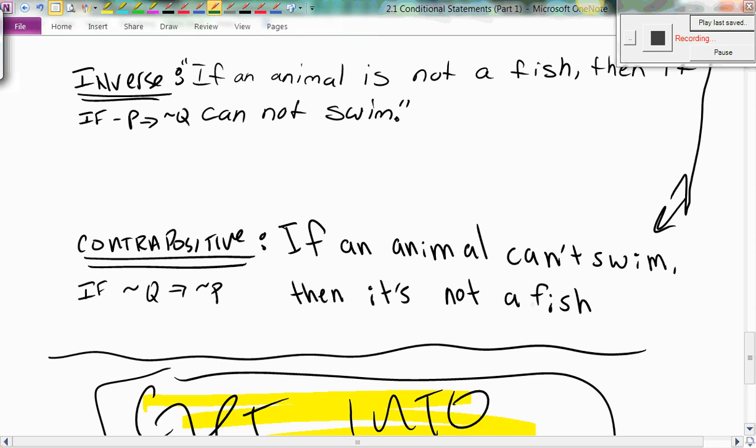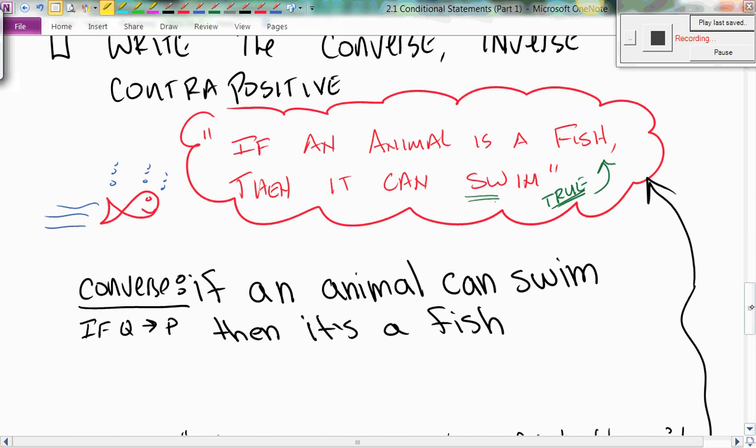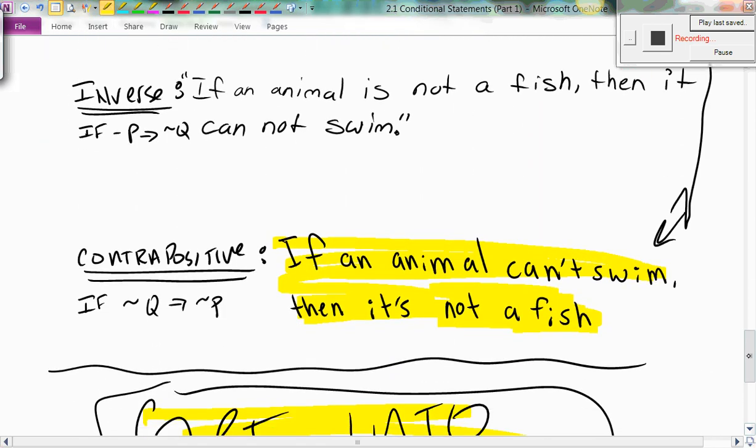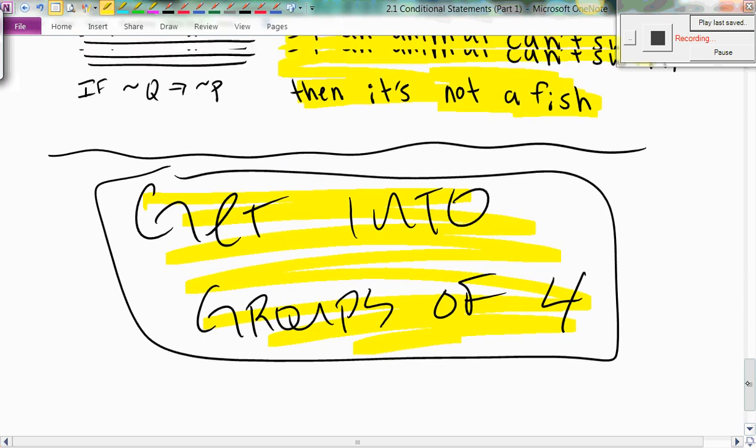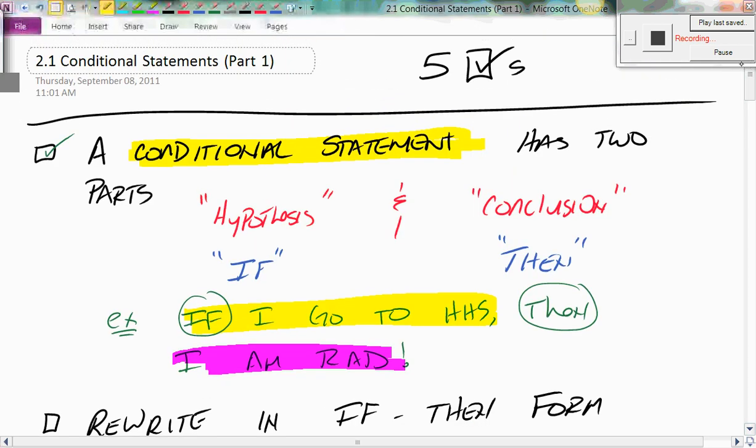And so we had a big time discussing whether or not this statement was true. Is this a true statement? If an animal can't swim, then it's not a fish. And we eventually realized that that is the same thing as the original statement. If an animal is a fish, it can swim. So we just agree that that was true. Then we got into some groups and did some group work. Okay, so that is the 2.1 conditional statements part 1.